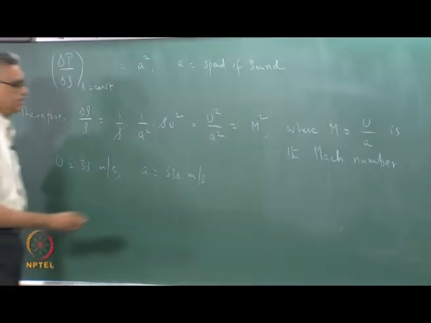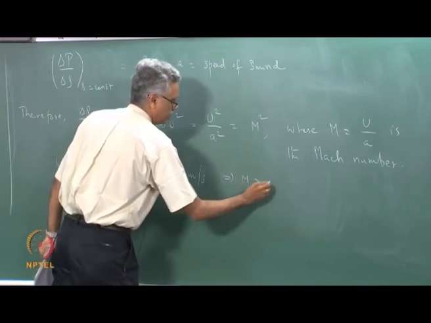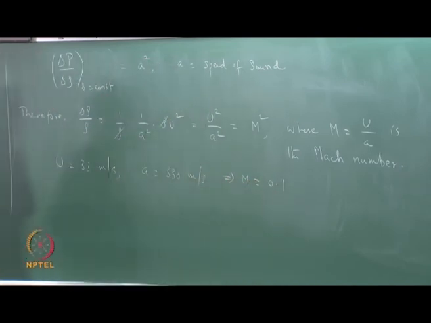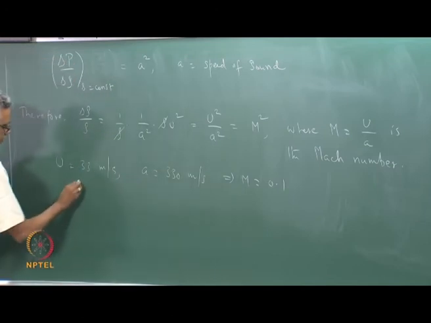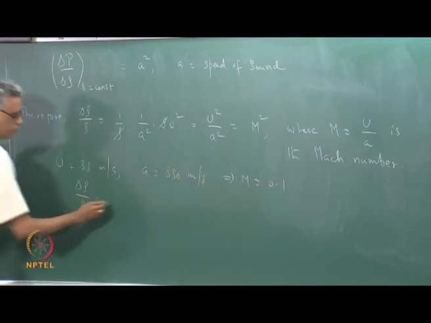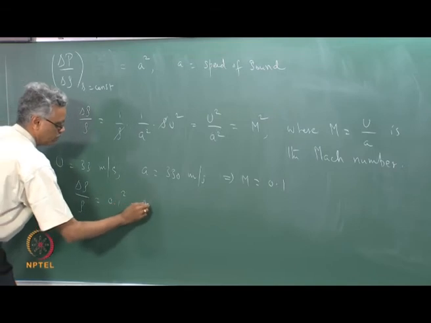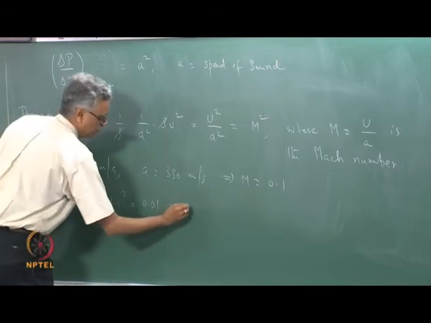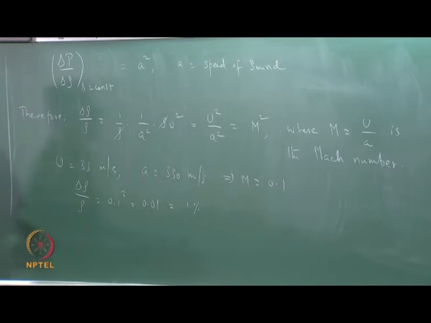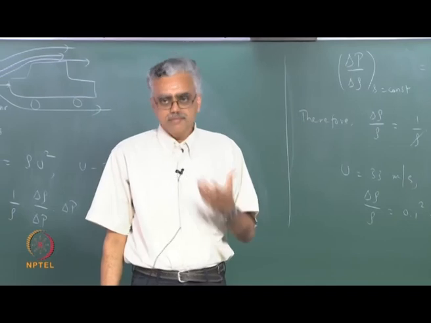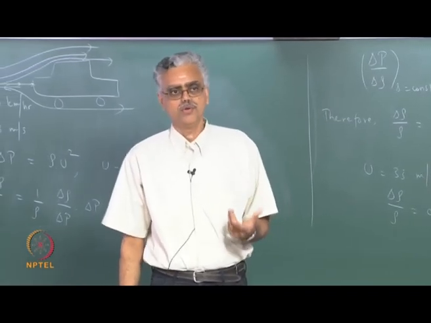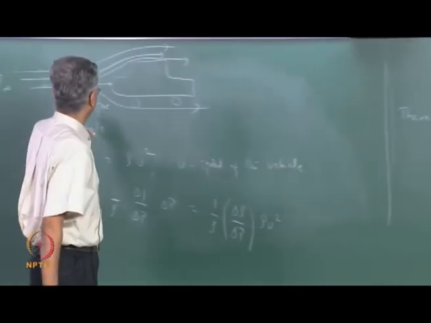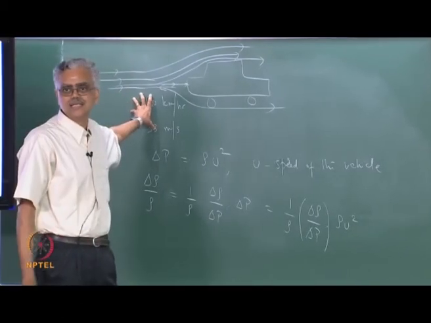So which means that your Mach number for this case comes out to be 0.1, right? That means the fractional change in density is only about, right? So the fractional change in density, delta rho over rho, is 0.1 squared, so that is 0.01, which is nothing but about 1% of the mean density. So the maximum change in density is only about 1% of the mean density, which means it is very, very small. So for all intents and purposes, we can ignore compressibility effects in this particular flow field and treat it as incompressible.